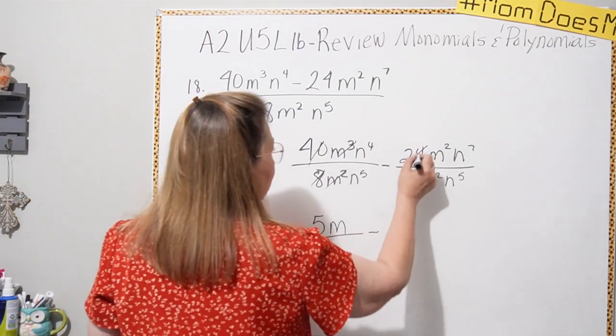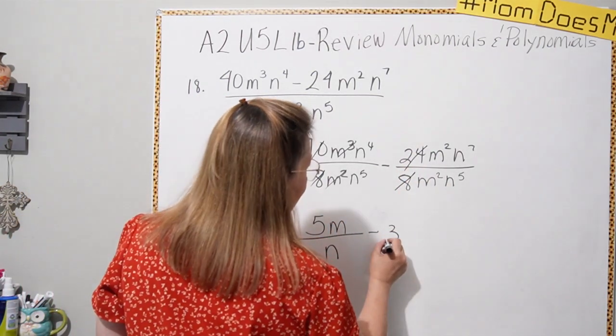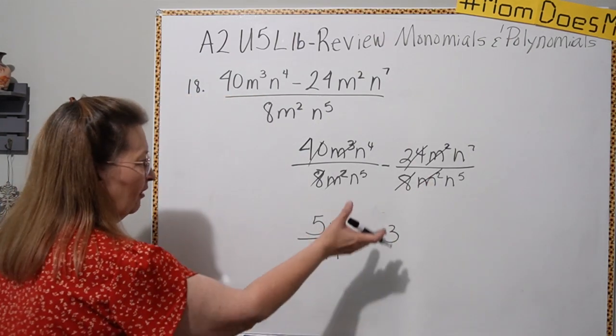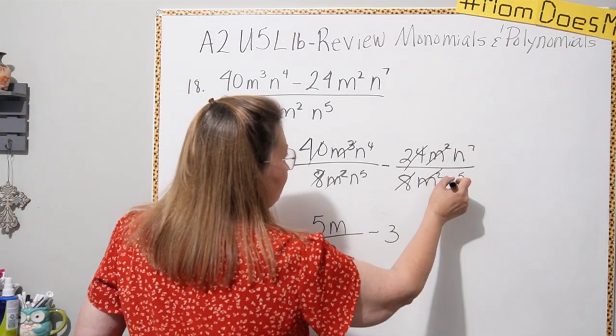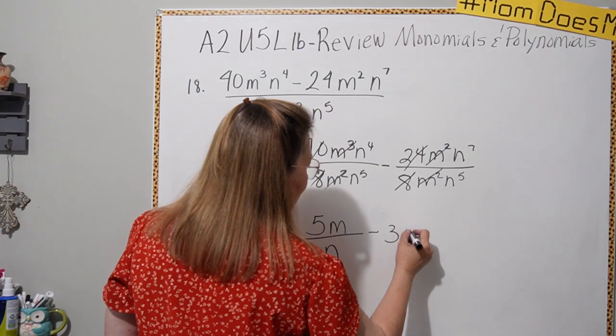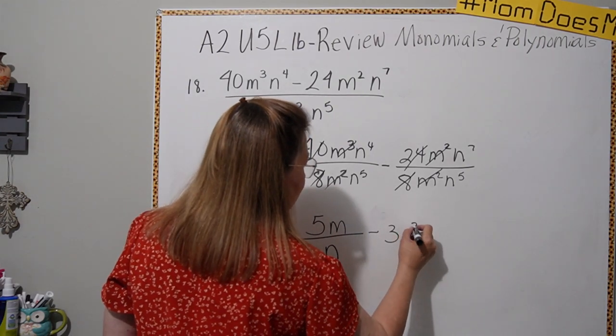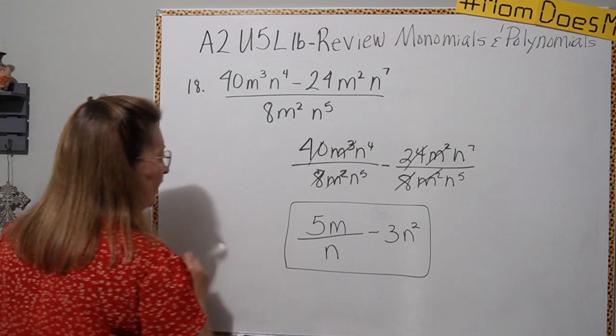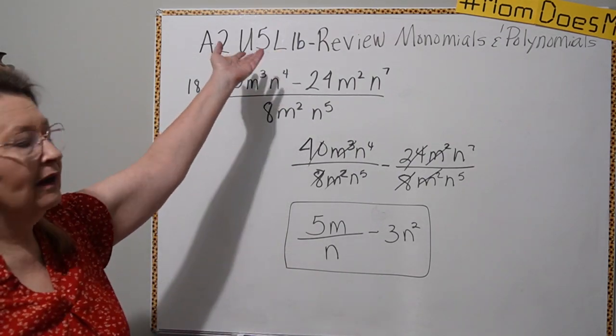All right, over here, 24 divided by 8 is 3. The m squares divide out to be 1, so I lost it. N to the 7th over n to the 5th, you're going to subtract exponents. 7 minus 5 is 2, and it stays where the largest exponent is. And that is your final answer, and that is the end of lesson 1.